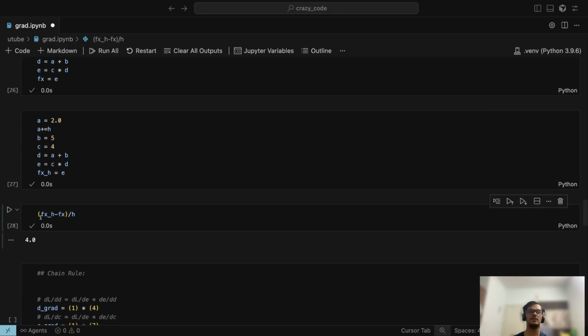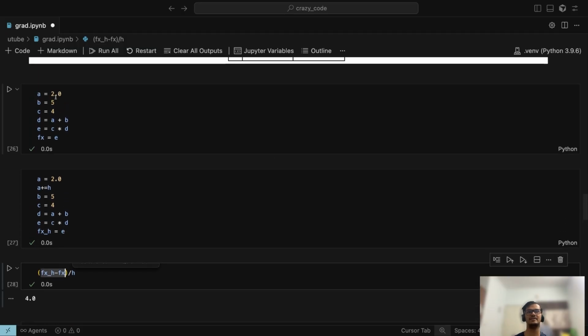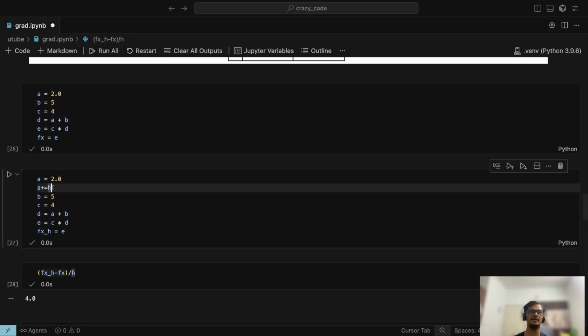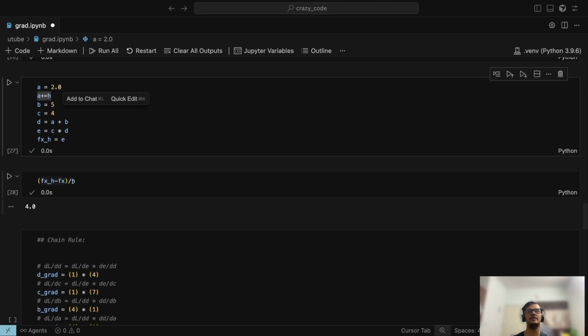After applying the formula, it is just taking the difference of the e output without adding anything and with adding a little bit to a, and we normalize it by how much we have added. So what we got here is 4. Now what does this mean? It means that the rate of change for e is 4 with respect to a if we add any amount to a.